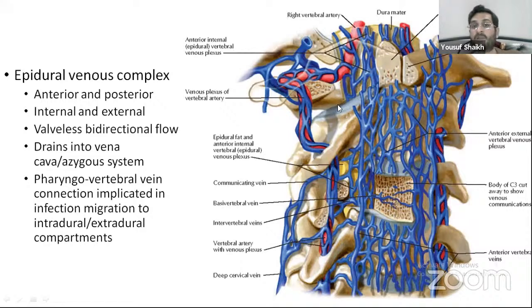That's why whenever we are trying to put in C1, C2 screws posteriorly, there is usually an extensive venous ooze, but nothing significant that you cannot control. Usually, the venous bleeding can be controlled easily with the help of pressure and frequent irrigation.